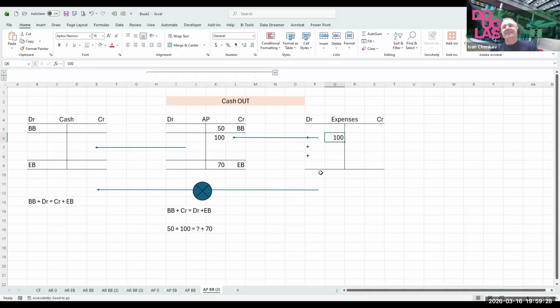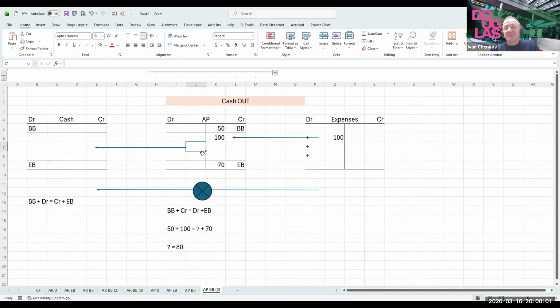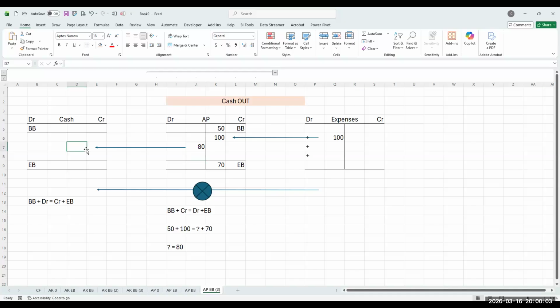No. This is my expenses. Ah, I see. Okay, sorry. So where's the question mark? Let's solve it with the question mark. Stella, your turn. What are we getting? So 150 minus 70. How much is that? 80. So how much cash did we pay? $80.